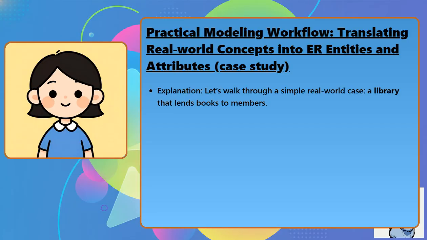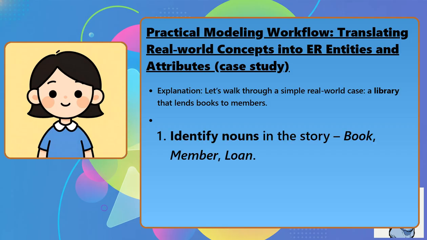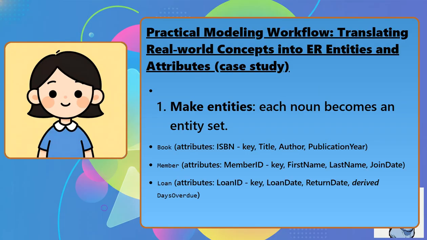Explanation: let's walk through a simple real-world case, a library that lends books to members. 1. Identify nouns in the story: book, member, loan. 2. Make entities. Each noun becomes an entity set. Book with attributes ISBN (key), title, author, publication year. Member with attributes member ID (key), first name, last name, join date. Loan with attributes loan ID (key), loan date, return date, derived days overdue.